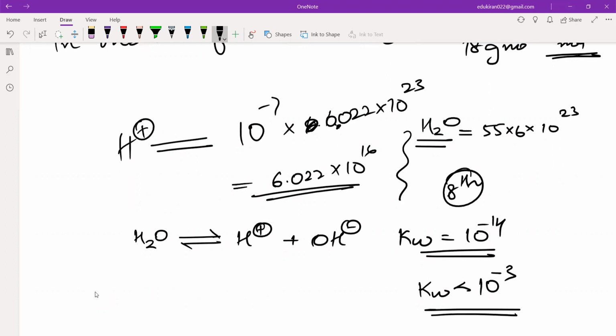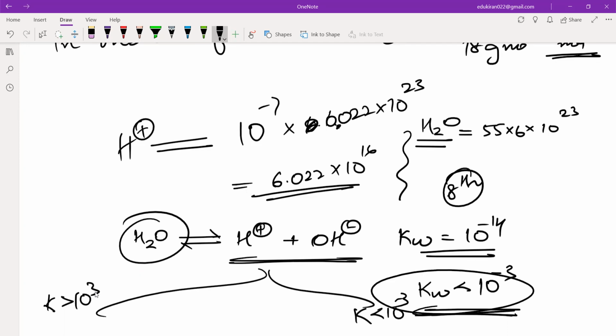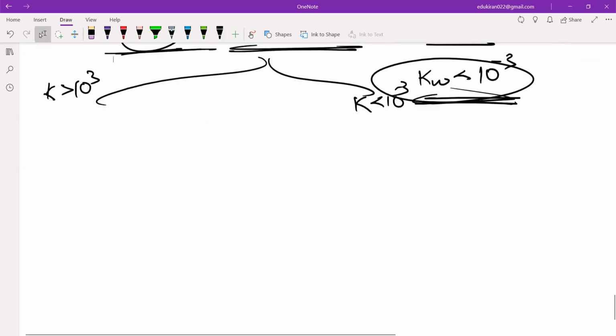And we know from the second class of this chapter that if the K is less than 10 to the power minus 3, then only reactants will be there and a very small number of products will be there. Yes or no, guys? You remember this? We classified it into 3 types: K greater than 10 to the power 3, K less than 10 to the power minus 3, and in between. So it is less than 10 to the power minus 3. And hence we can say that reactants will be present predominantly, and the equilibrium will be lying towards undissociated water.